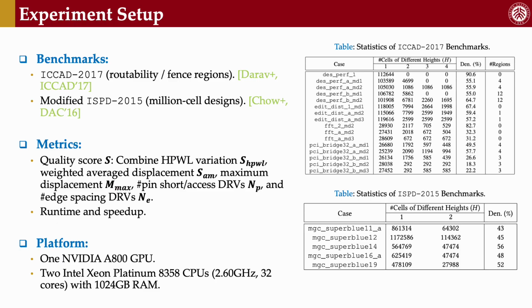So we will show the experimental results. In our experiments, we use two sets of benchmarks: ICCAD 2017 benchmarks with routability and fence region constraints, and the modified ISPD 2015 benchmarks with mixed-height cell designs. We evaluate our methods using metrics such as the quality score, which combines HPWL variation, weighted average displacement, maximal displacement, and the number of design rule violations. We also compare the runtime and the speedup. Our experiments were conducted on a platform with one NVIDIA GPU and two CPUs.